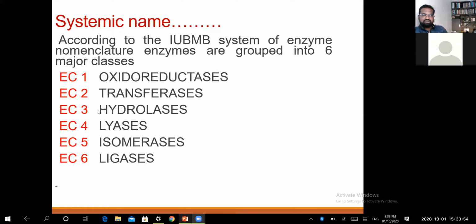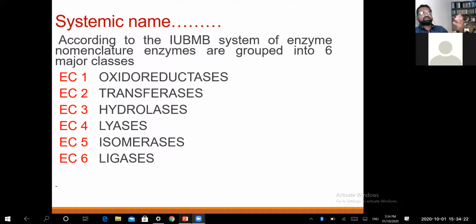Enzyme commission number three includes the hydrolases. All those enzymes which bring about hydrolysis reactions are included here. Enzyme commission number four includes lyases, which bring about splitting of the substrate molecule. Enzyme commission number five includes the isomerases, which bring about isomerization of the substrate molecule.